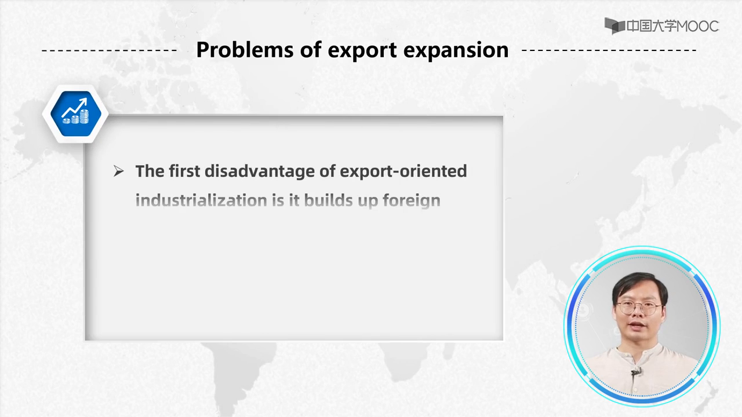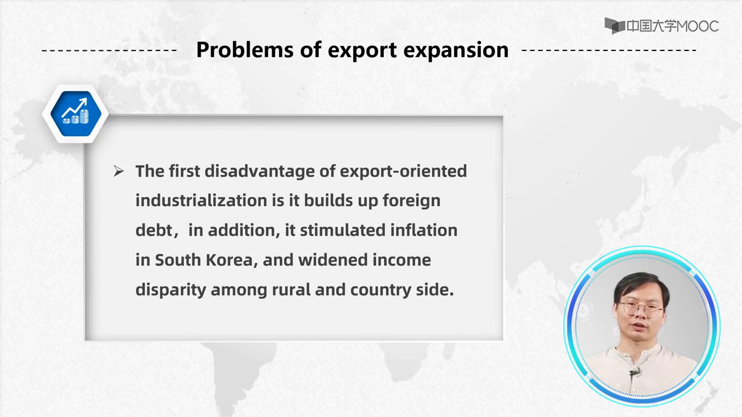The export-oriented industrialization is not perfect. We should know the pros and cons of this policy. The first disadvantage of export-oriented industrialization is that it builds up foreign debt. In addition, it stimulated inflation in South Korea and widened income disparity between rural and urban areas.